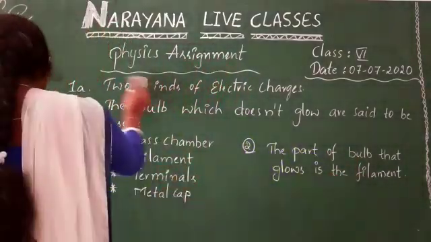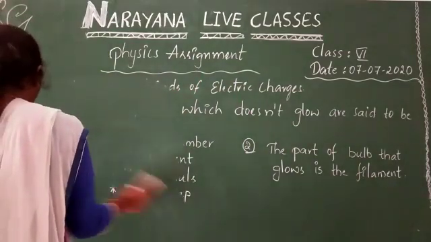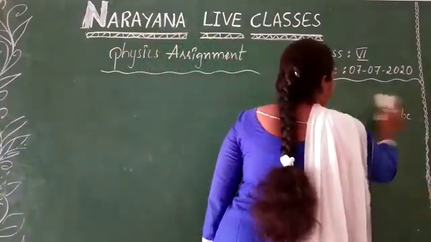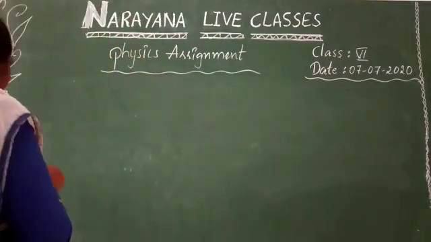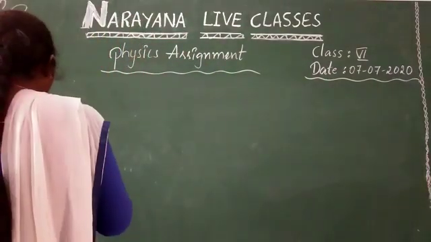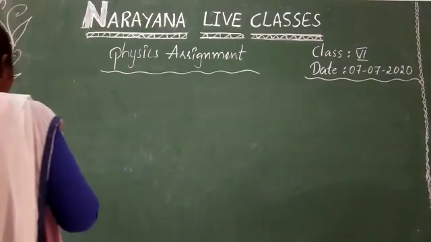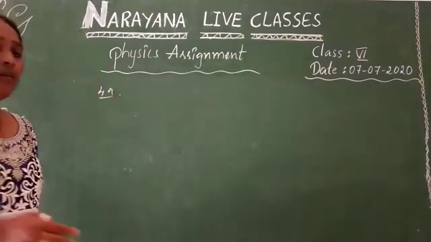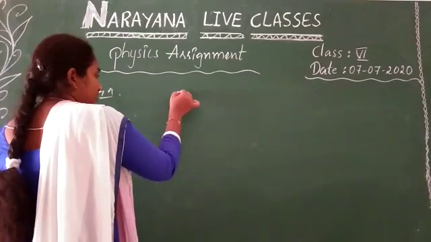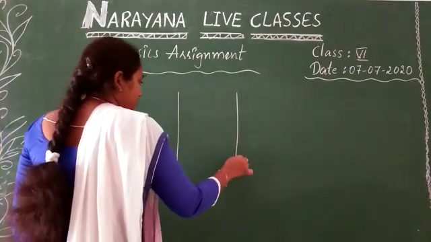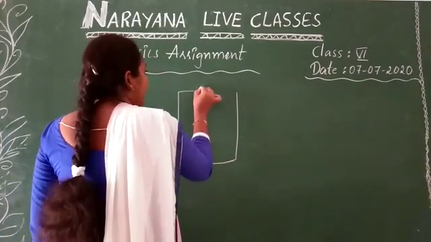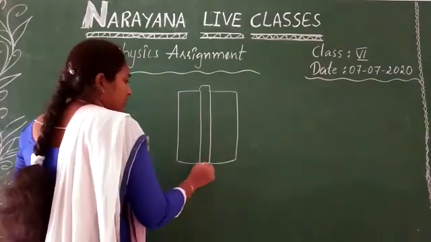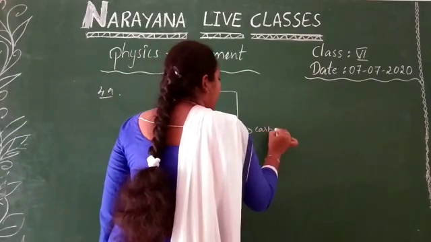And the fourth question is explain about a cell. Here, a cell is made with a metal in a cylindrical shape. At one end it has a metal cap. Inside the cell we have a carbon rod, which we call the carbon rod.